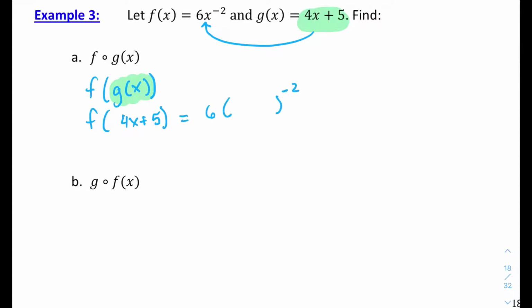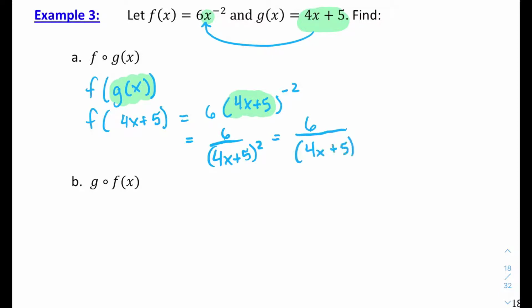So if I plug 4x plus 5 into 6x to the negative second in place of my variable, it's going to look like that. And then simplifying, the 4x plus 5 is to the negative second, so I'll make it in my denominator squared, and then I'll go ahead and square it, so multiply it out times itself, and I'll end up with 6 over 16x squared plus, let's see, that'd be a 20x and a 20x in the middle, and then plus 25. So when you're all said and done, you'll have 40x in the middle there, and that's your result.